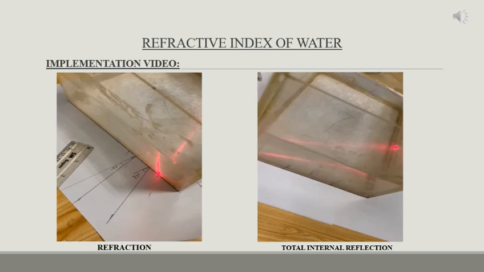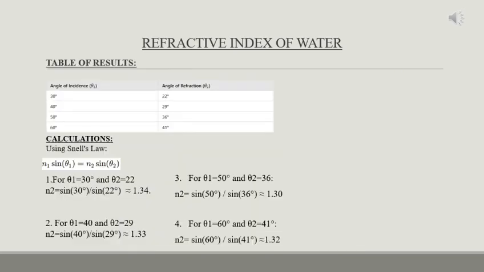Now, let's take a look at the readings we have obtained from our experiment and see how we calculated the refractive index of water. Here are the readings we took. During our experiment, we measured the angle of incidence and the corresponding angle of refraction for 4 different trials. Let's look at the table. Now, using these angles, we can apply Snell's law to calculate the refractive index for each trial.